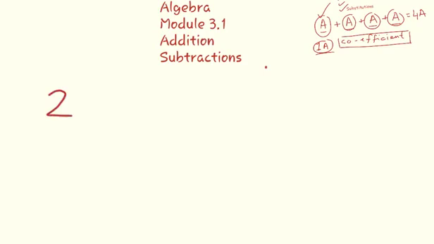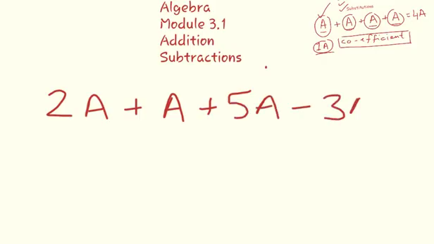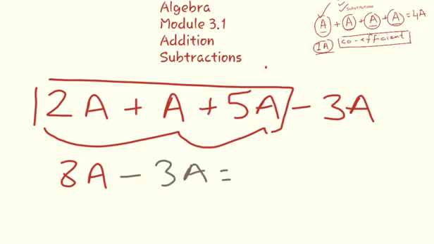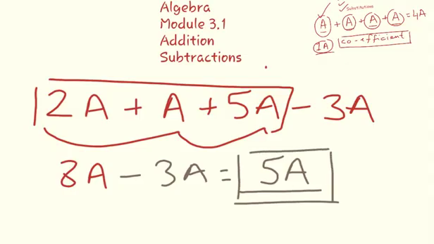So let's do this. 2A plus A plus 5A minus 3A. How do you do this? You go 2A plus A is 3A, plus 5A makes it 8A. So you do all the adding first, and then you minus 3A, which is 5A. Some of you can do it in your head, good, but you could make silly mistakes, so try this technique.